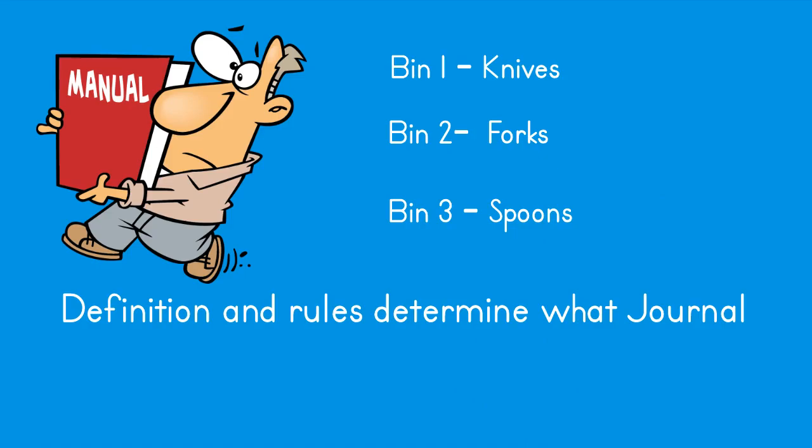After washing and drying your eating utensils, you pick up a spoon. Based on your rules and definitions, what bin are you going to put it in? I know I'm insulting your intelligence. Of course it goes in bin 3. It's not any different than how you determine what special journal to use when you record a transaction. The definition and rules of the special journal tell you in what journal the transaction should be recorded.